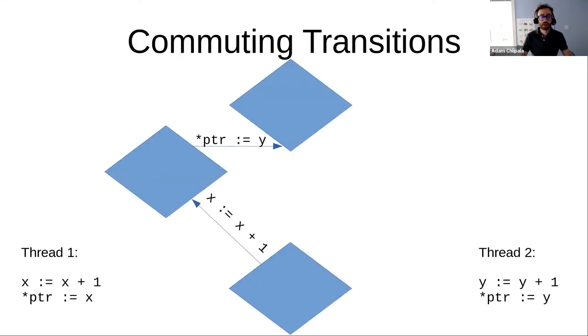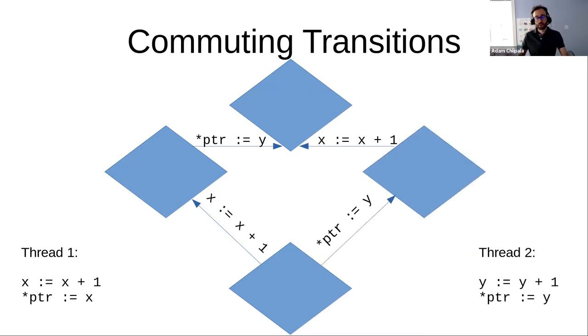Let's think about shared memory multi-threaded programs. One thread is incrementing its local variable X and then writing the result into a shared pointer, and then thread two is doing a symmetrical thing. In model checking, we might explicitly explore the state space of this kind of program, considering every point where we have to choose which thread runs next. In one path, first thread runs doing its X increment, and then the second thread runs doing its write into the pointer. But in fact, those steps could have happened in the opposite order of that, and we wind up in the same state independently of the order that we choose.